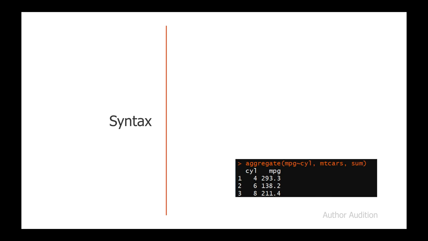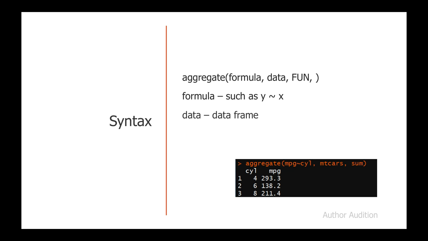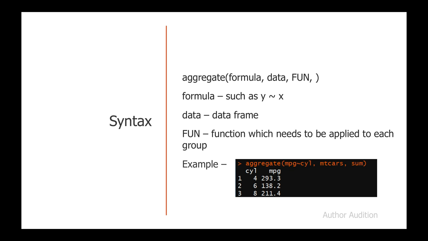Another syntax in which we can use the aggregate function is the formula syntax. In this, we use a formula such as y tilde x, where the variables on the left are the ones which we want to aggregate, and those on the right are the grouping variables. Data is a data frame which has those variables present in it. FUN is the same as shown in the previous example, the function which we want to apply on each group. The same example can now be written in a simpler fashion.